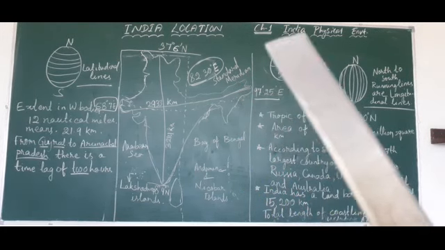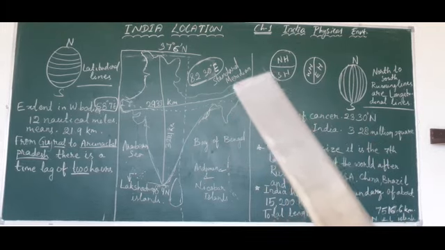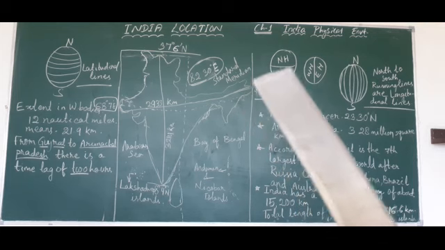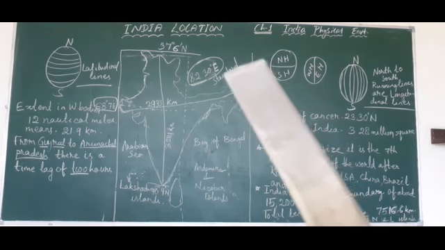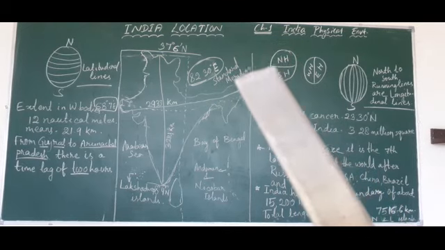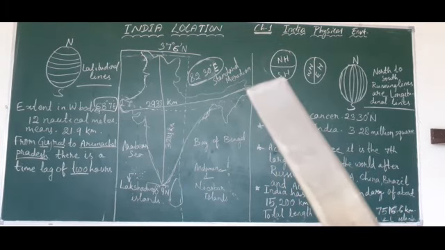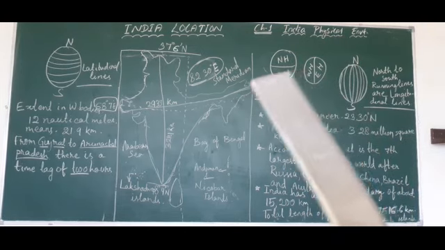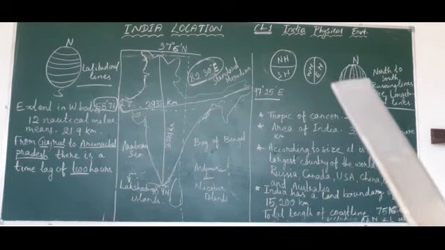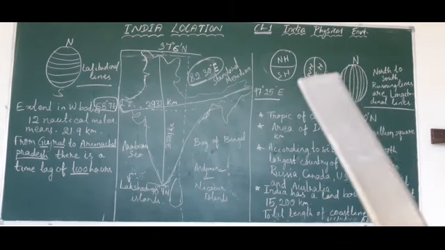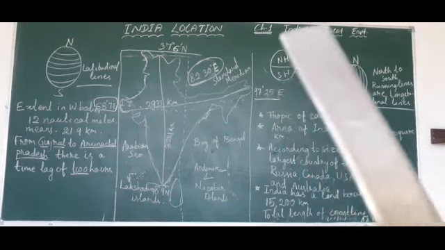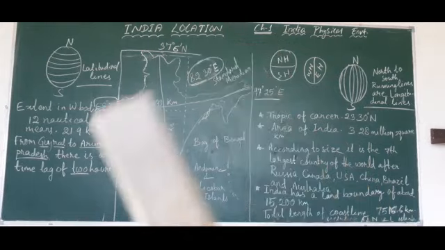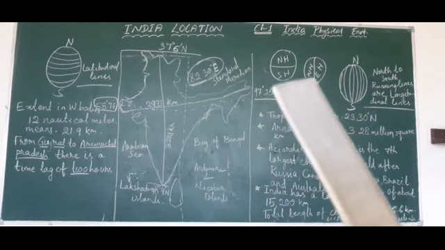Look at this globe. NH means northern hemisphere, SH means southern hemisphere. The earth is divided into two equal halves by the equator, that is the northern hemisphere and southern hemisphere. Then once again it is divided by the prime meridian, that is the western hemisphere and eastern hemisphere. India lies in the northern and eastern hemisphere.